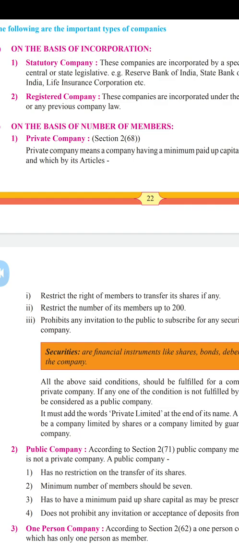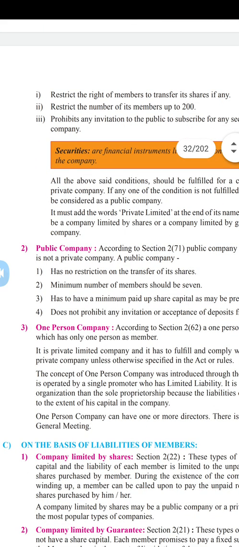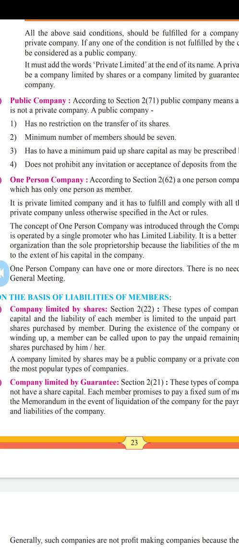A company means a company incorporated under this act or under any previous company law. That means every organization which is registered under this act or any previous company act would get the status of a company. There are three types on the basis of this. First is company limited by shares. These are the most popular type of companies.